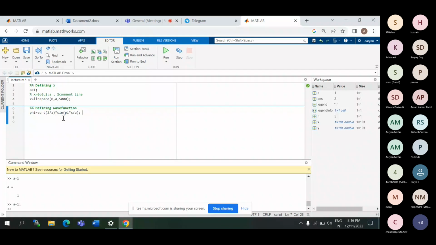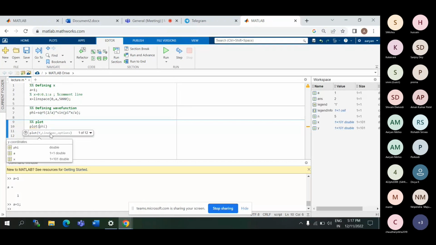So now how do we plot it? Now the third section is plot. Plot has a very simple command. You just give plot. What is the thing you want to plot? You want to plot x versus y. X comma y you want to plot.